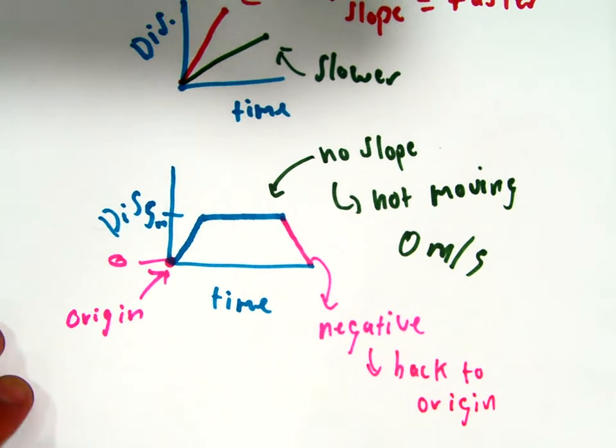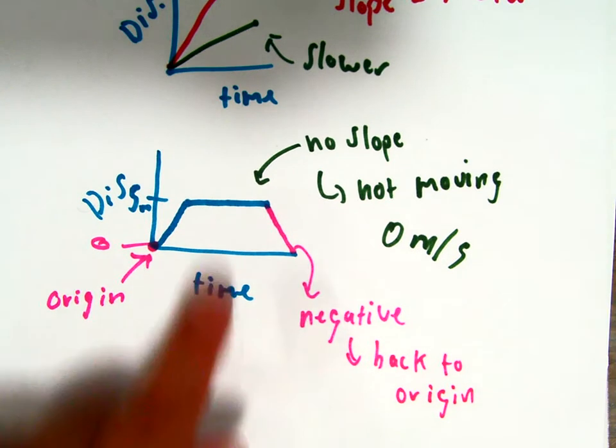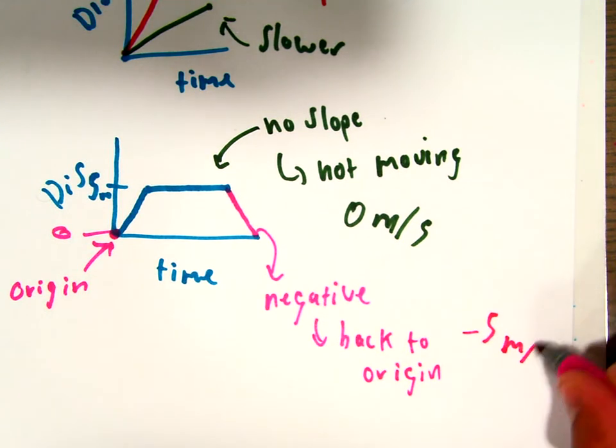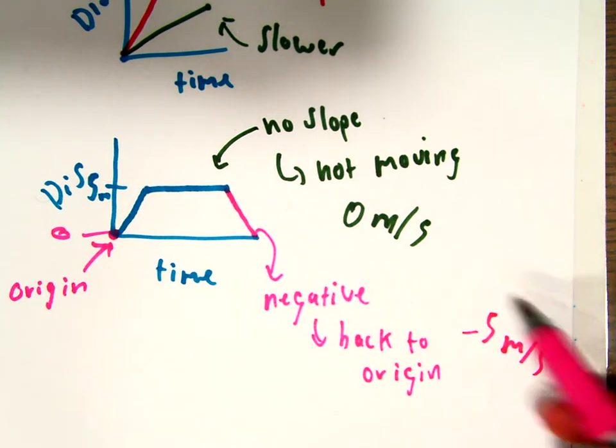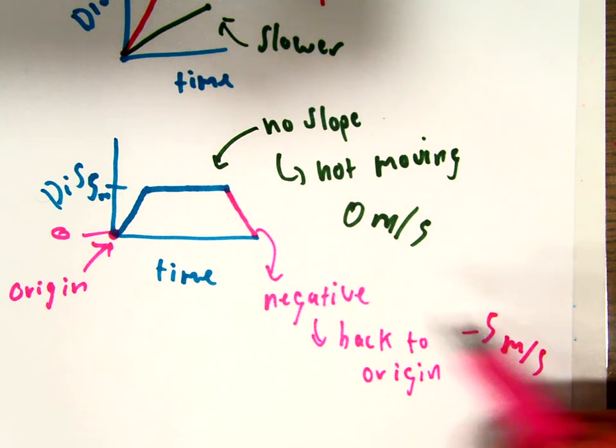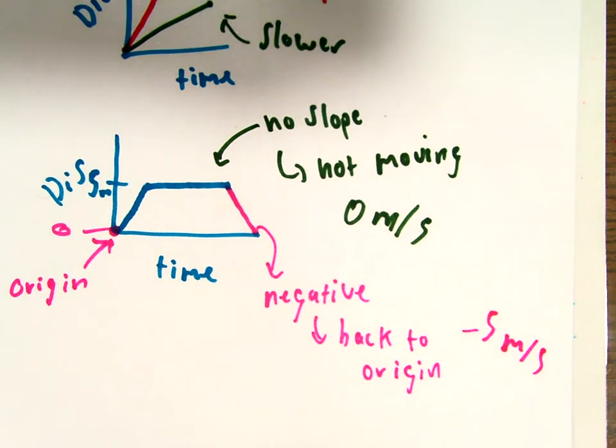Okay, so if you ever calculate the slope and you get, for example, negative 5 meters per second, okay, that's possible. All that means, the negative, just tells you that you're moving backwards rather than forward. Okay, and that's pretty much it for that. We will do one example as a class.